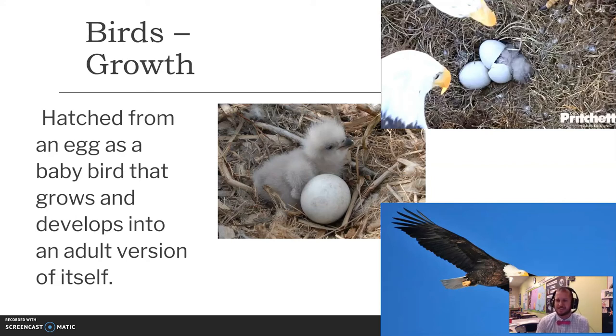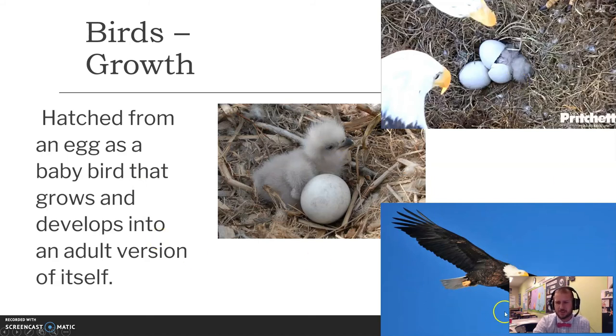Now these don't look exactly like they will when they get older, because if you look, you can tell that the little eagle chick is small and fluffy, but that's just because its feathers develop into the adult feathers. But there is no metamorphosis. When this hatches, it looks like a bird, and it grows into a larger adult version of itself.